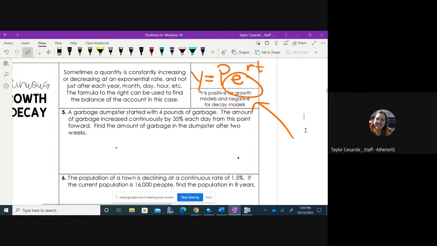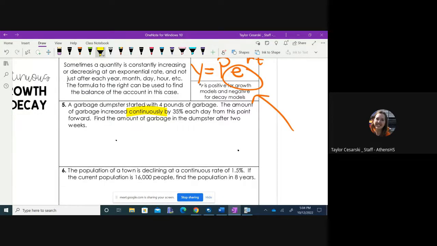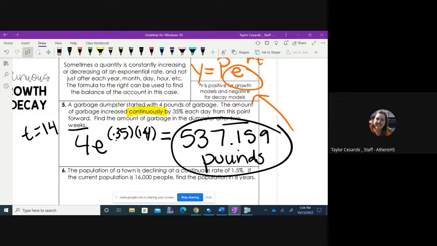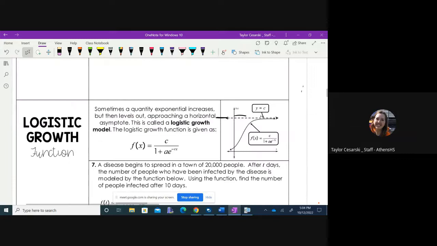So anytime you see the word continuously, we're going to use the Pert formula. If we don't see that, then we'll just use our normal growth and decay, 1 plus r, 1 minus r. So we start with 4 pounds of garbage, and it increases continuously by 35% each day. So 4e to the rt, with r being 0.35. And t, notice it's happening each day, and we want after 2 weeks. So that would be 14 days. All right. And then when we type that in our calculator, we get 537.159 pounds of garbage.